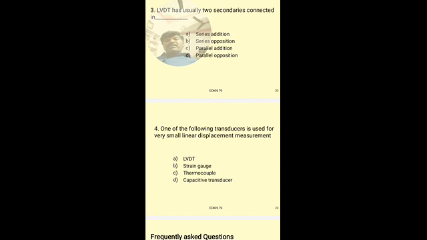Which of the following transducers is used for the measurement of very small linear displacements: LVDT, strain gauge, thermocouple, capacitive transducer? LVDT is used for the measurement of small movements.